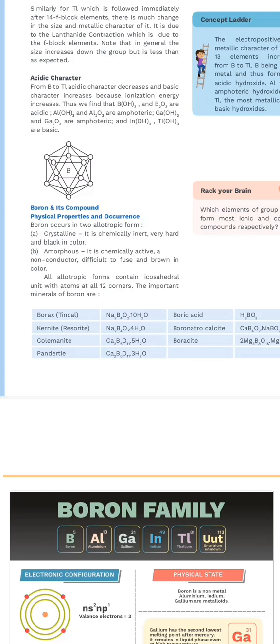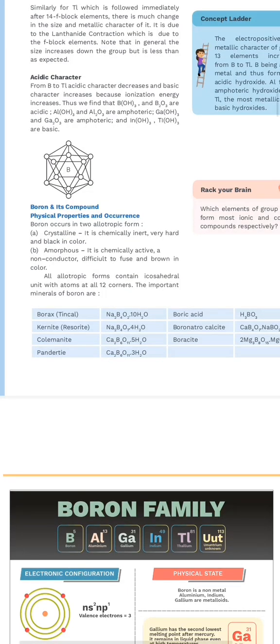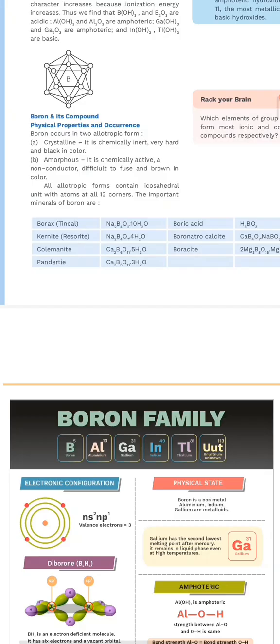Next property is acidic character. From boron to thallium, acidic character decreases and basic character increases because ionization energy increases. Thus we find that boron hydroxide and B2O3, boron oxide, are acidic. Aluminium hydroxide and aluminium oxide are amphoteric. Gallium hydroxide and gallium oxide are amphoteric, and indium oxide and thallium hydroxide are basic.